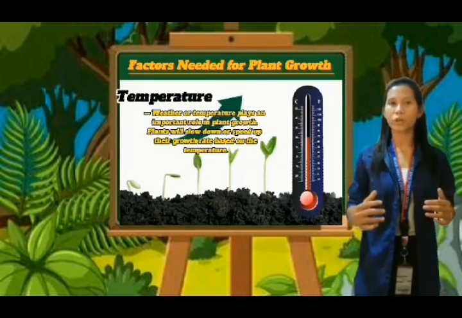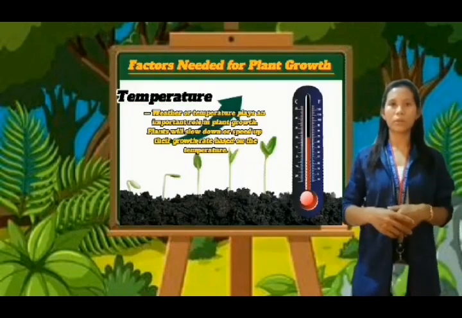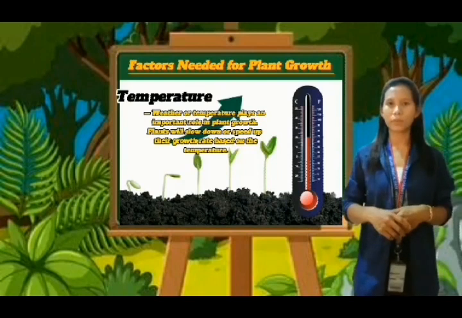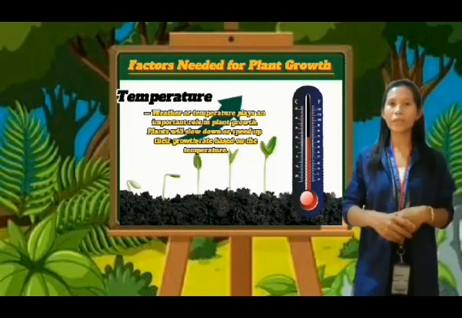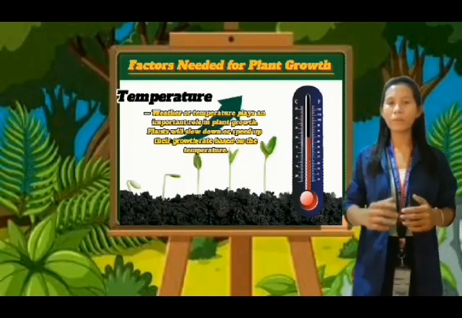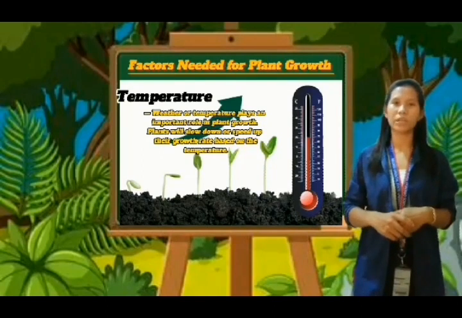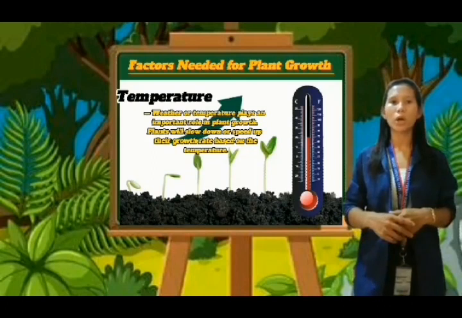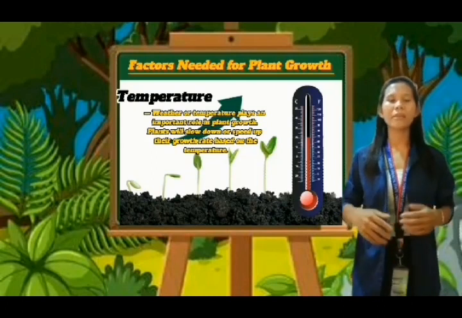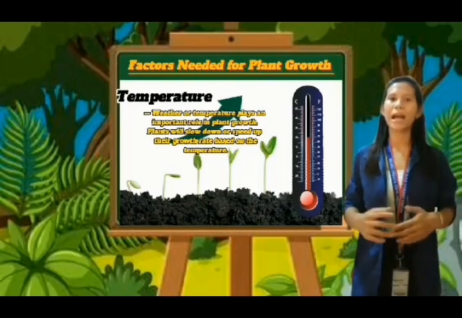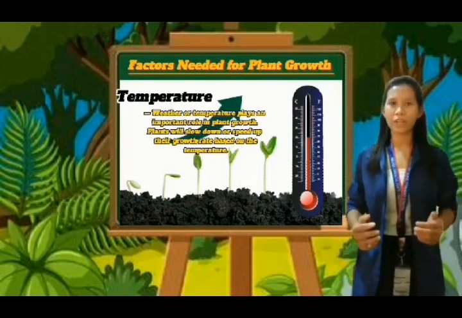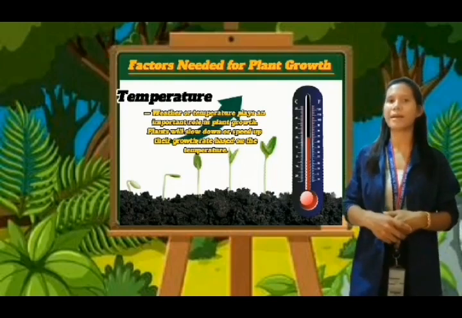Next is the temperature. Weather or temperature plays an important role in plant growth. Plants will slow down or speed up their growth rate based on the temperature. Warm temperature encourages growth and germination. A warmer temperature will actually trigger a chemical reaction inside the cells of a plant, and this will speed up respiration, transpiration, and the photosynthesis process.